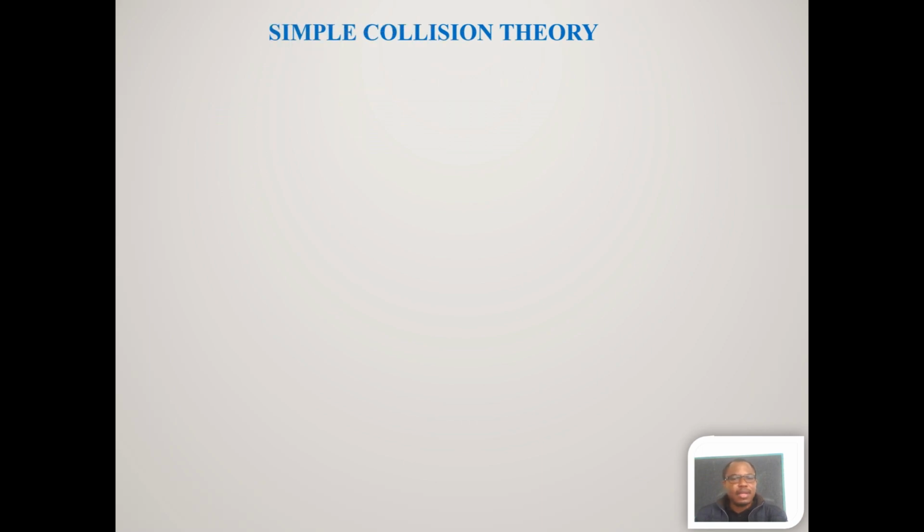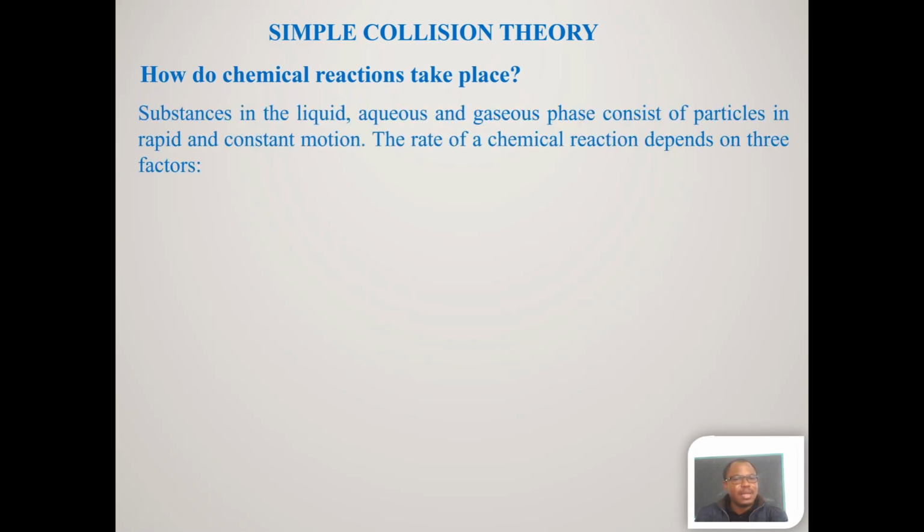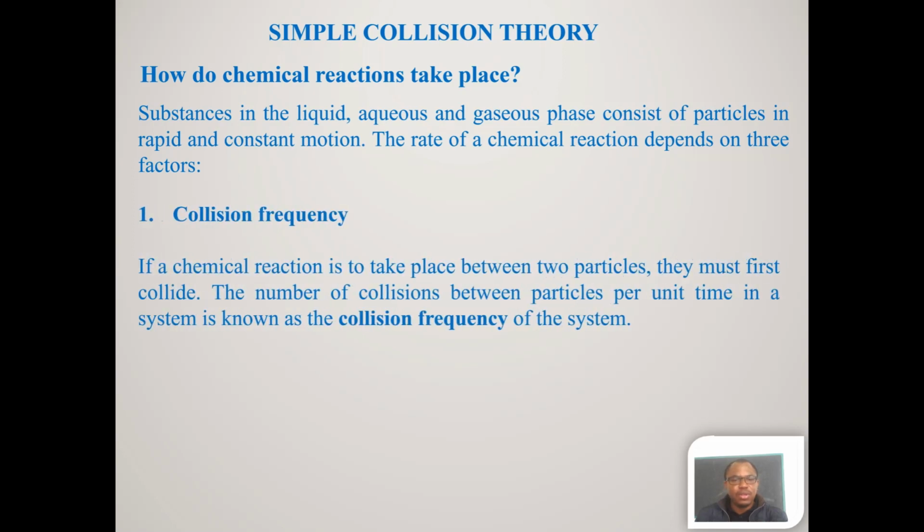Let's look at the simple collision theory. How do chemical reactions take place? Substances in the liquid, aqueous, or gaseous phase consist of particles in rapid and constant motion. The rate of chemical reaction depends on three factors. One, the collision frequency. If a chemical reaction is to take place between two particles, they must first collide. The number of collisions between particles per unit time in a system is known as collision frequency of the system.